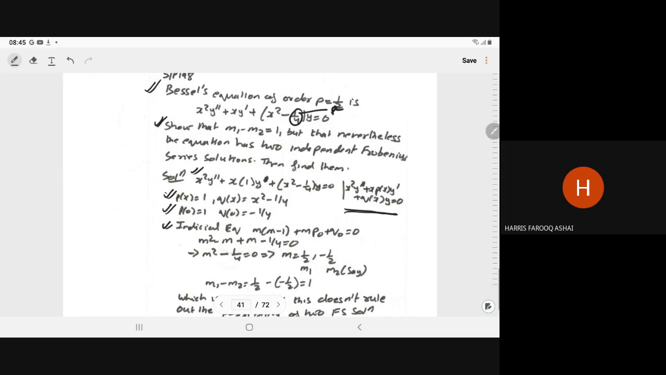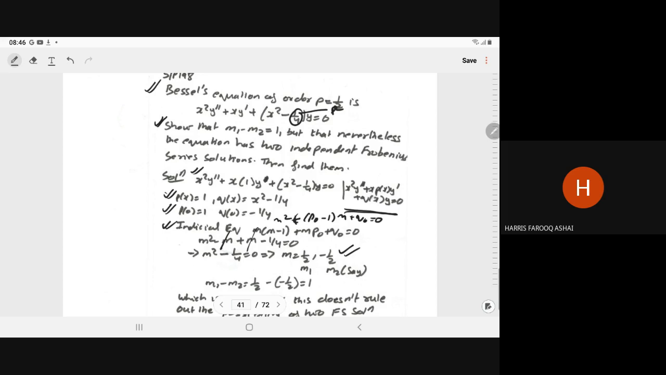So the initial equation is m into m minus 1 plus m into p naught plus q naught, or we have m square plus (p naught minus 1) m plus q naught is equal to 0. It's up to you, whatever you want to remember. So the initial equation will come m square minus m plus m minus 1 by 4. Here m and m cancel out, so we have m square minus 1 by 4 is equal to 0. So you will get the two roots: m is equal to half, and m is equal to minus half.